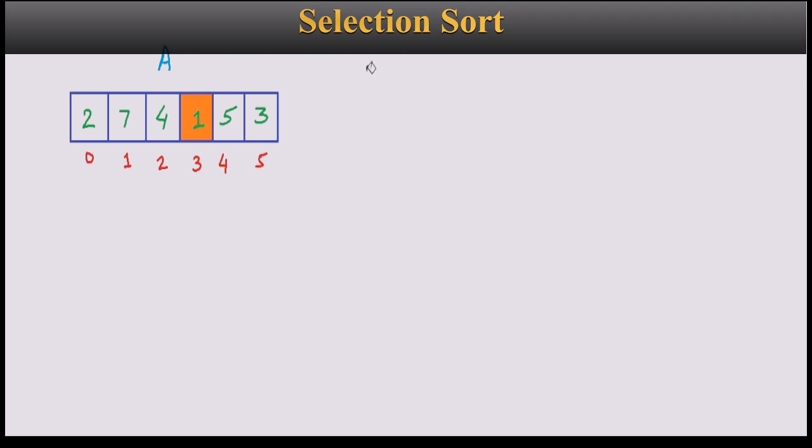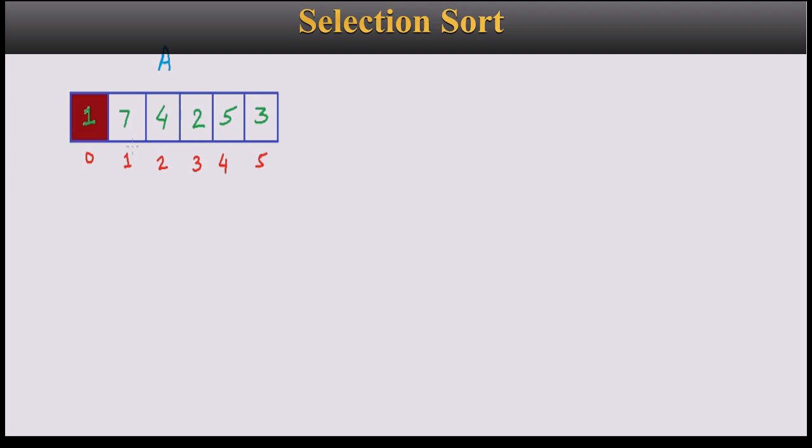Now instead of filling up 1 at the 0th position in another array B, what we can do is swap 1 with the element at the 0th index, because that's where 1 belongs. It belongs to the 0th index. So 1 goes to the 0th index and 2 comes to index 3. Now we need to look for the next minimum, and 1 need not be considered. And if you see, it's pretty easy now.